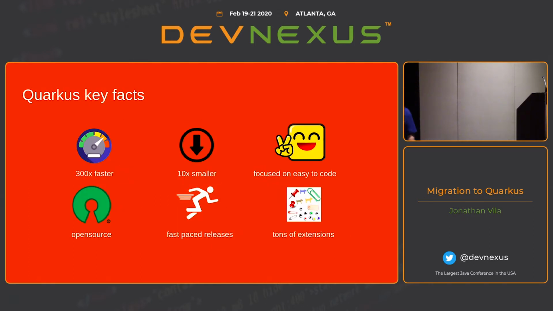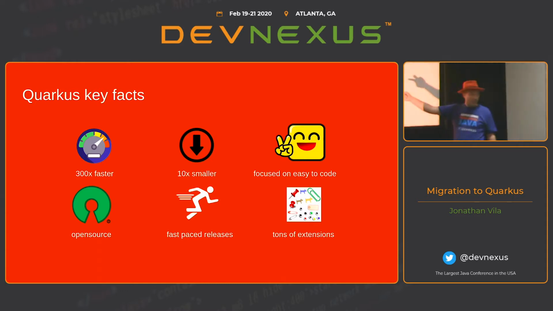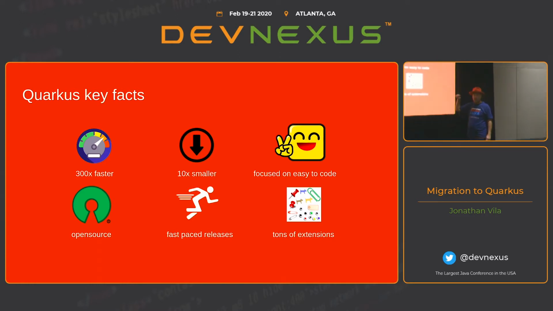Using Quarkus and native compilation, you can go up to 300 times faster, and your artifact can be 10 times smaller. Also, Quarkus has been focused on being very easy to code, okay? Nothing super fancy and complicated to learn. Obviously, it's open source. And one of the interesting things is that every 2 weeks, you have a release.